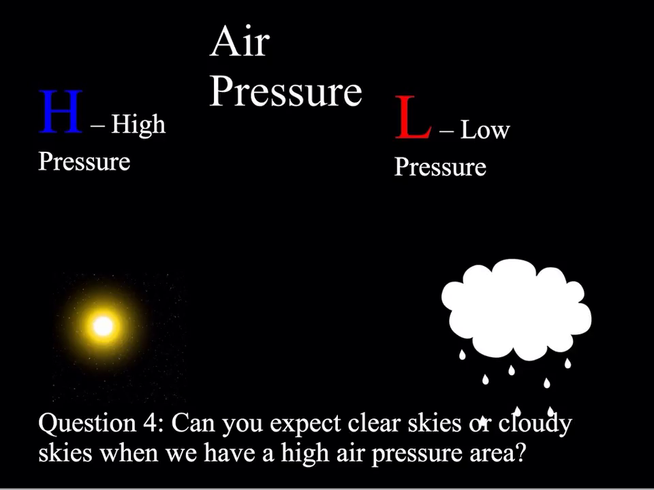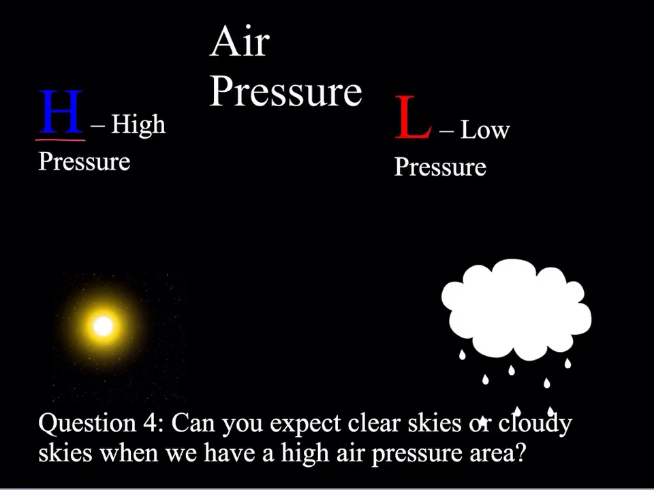Alright, let's look at some air pressure here. We have two types of air pressure. We have high air pressure zones and we have low air pressure zones. So this is what we're going to do so we can always remember what kind of temperature, what kind of weather we have when we have a high pressure zone.